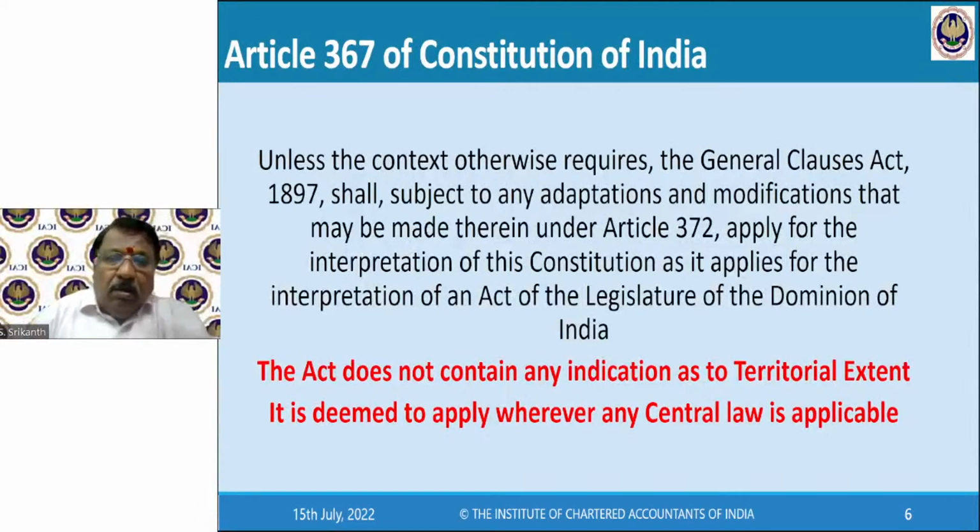But if the Constitution has any confusion or ambiguity, you can use the General Clauses Act. The Act does not contain any indication as to territorial extent. For example, wherever a central law is applicable, this is applicable. Right? Also, today we have made Kashmir a part of, that the laws of India are now extended to Kashmir also. So they have lost their special status and now they have to adopt our laws. Earlier, they had their own laws applicable only to Jammu and Kashmir. Now they have to adopt our laws. So the General Clauses Act also goes there automatically.